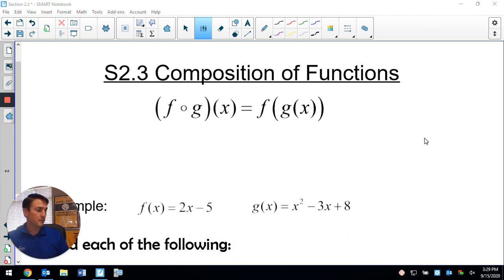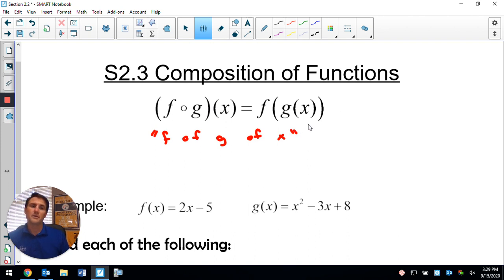There is a new symbol that you're going to start seeing. It's this open circle right here. And so we read this as f of g of x. That's how you read it. F of g of x.